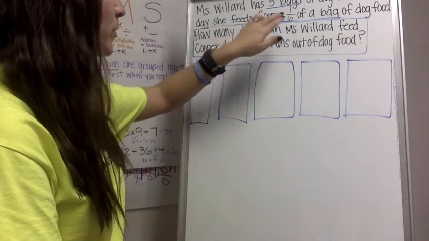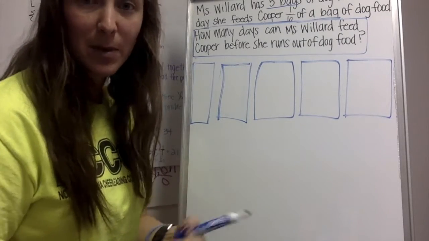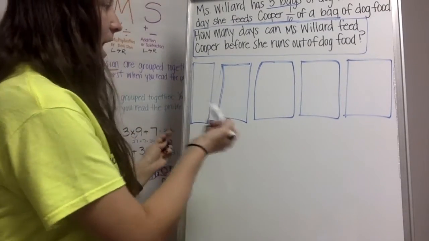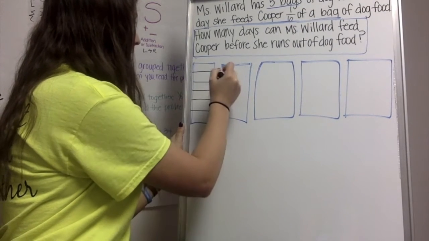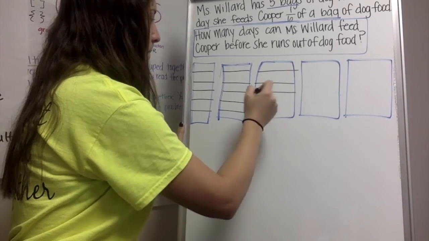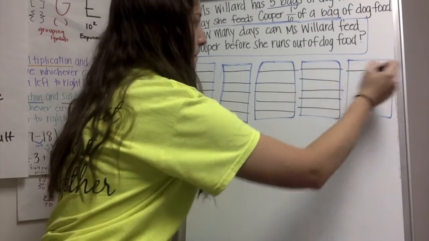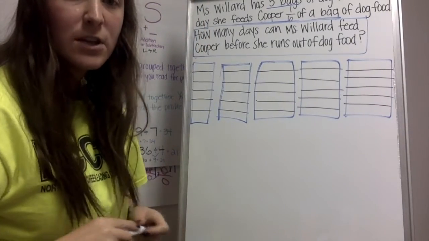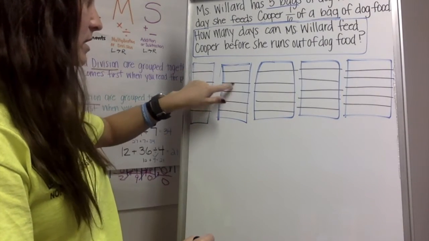And she feeds Cooper 1/6 of a bag. So each day she takes a bag and she splits it up into 6. So I'm going to take the 5 bags of dog food that I have, and I'm going to cut them up. 1, 2, 3, 4, 5, 6. 1, 2, 3, 4. And again, my lines aren't perfect, but that's okay. So now each day he eats 1/6. And each of those pieces represent 1/6.